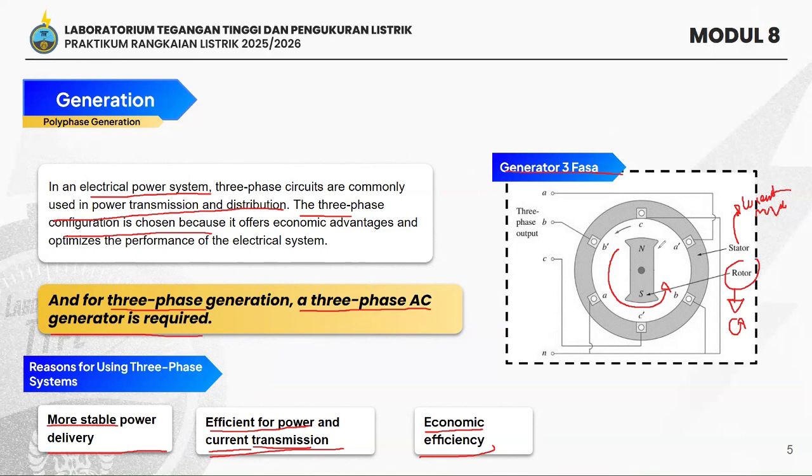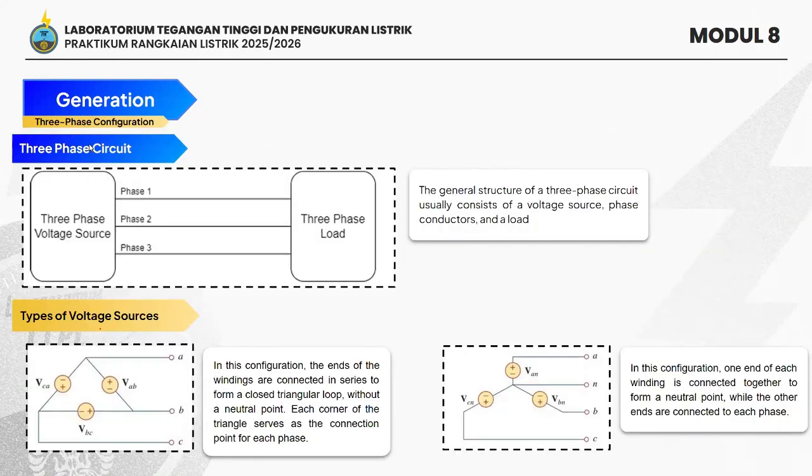You can imagine that the rotor is moving in circular motion. And this is three phase because there is one, two, and three, and this is a neutral line. On the three-phase circuit, the general structure usually consists of a voltage source, phase conductors or line conductors, and a three-phase load.